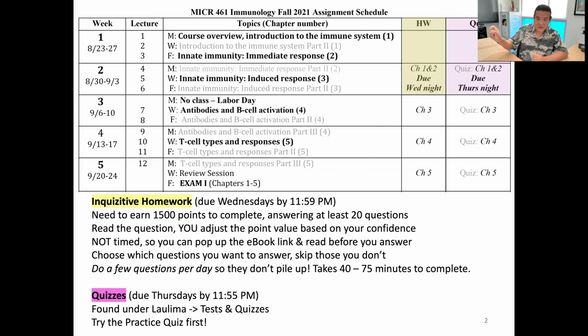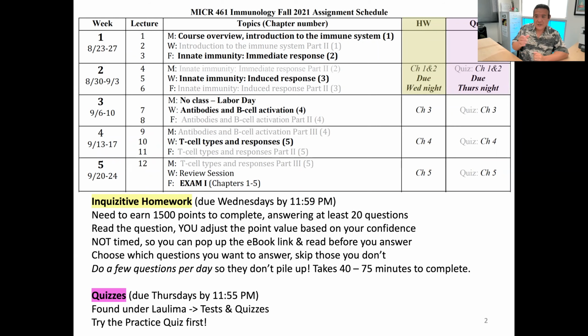On the other hand, you can slide the slider all the way up to 100 points if you're really confident about it, and then you can get through the homework assignment much faster. You would just need to answer 20 questions, and you'd already have 2,000 points if everything was 100 points. You only need to get to 1,500.